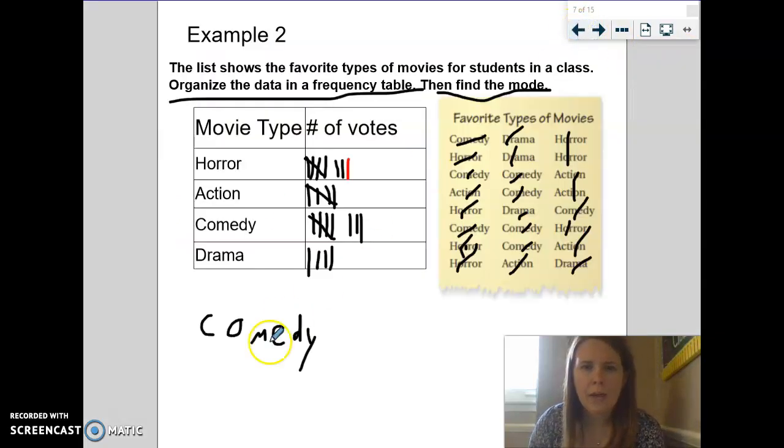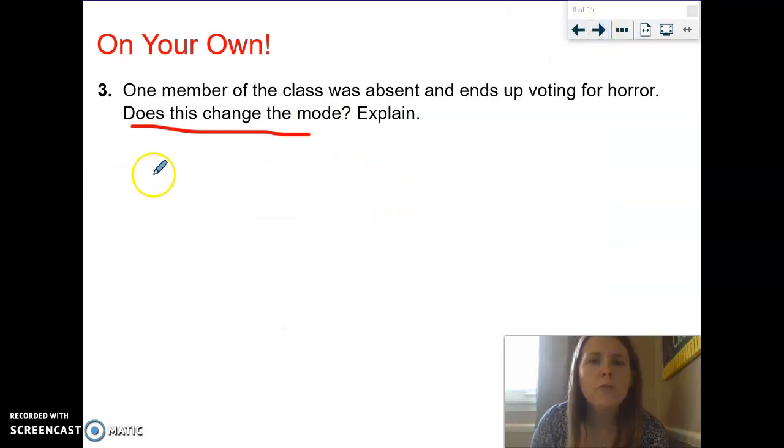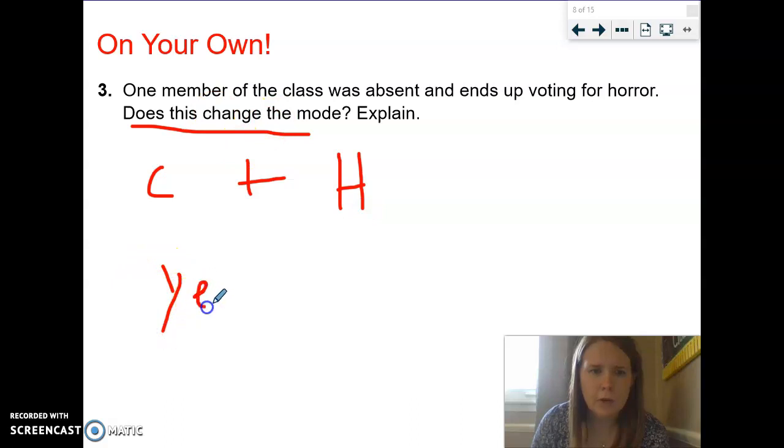All right, so what ended up happening is that my comedy has a vote of 8, and now my horror has a vote of 8. So now you have 2 modes. You've got comedy and horror. So I'm just going to abbreviate it. So does it change the mode? Yes. Now I have 2 modes. Okay, so you can explain that on here. I'm not going to write it out just because my writing on my mouse is not doing so well.